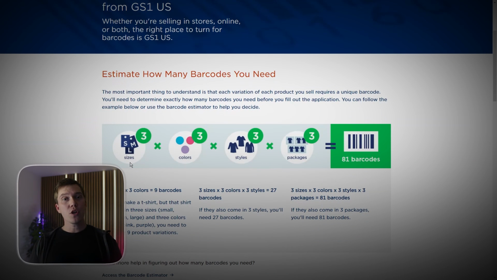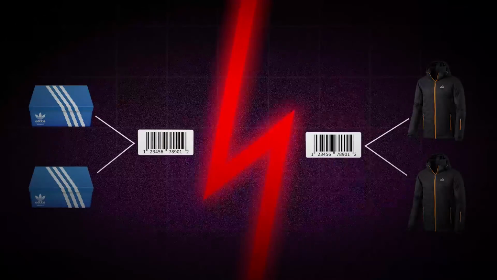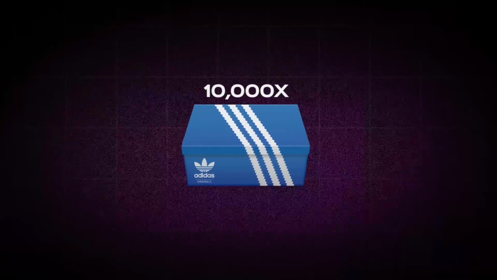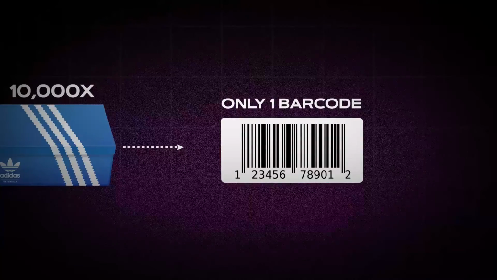And that's going to open a new page where you need to estimate how many barcodes you need. And one thing that might be confusing you right now is, well, how many barcodes should you buy? Do you buy one for each unit, or one for each product, or just what, right? Well, let me break it down for you. If you are planning to sell 10,000 units of the exact same product, you're only going to need one barcode. The number of units, it doesn't matter.